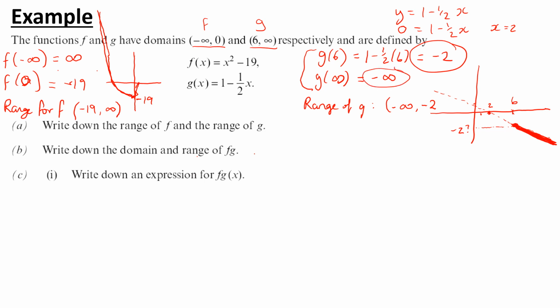Last thing I need to decide here then is what type of bracket to put on the -2. Well, going back to the domain, the 6 had a curved bracket on it, which meant that I didn't include the number 6. I never quite reached the number 6 on this graph, which means that I'm never quite going to reach the -2 either. So curved bracket there on -2.